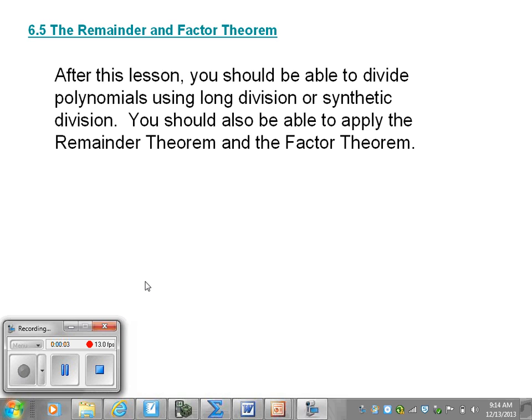This video lesson coincides with section 6.5, the remainder theorem and the factor theorem. Specifically, we're going to be looking at long division of polynomials and synthetic division with polynomials in the accompanying video.